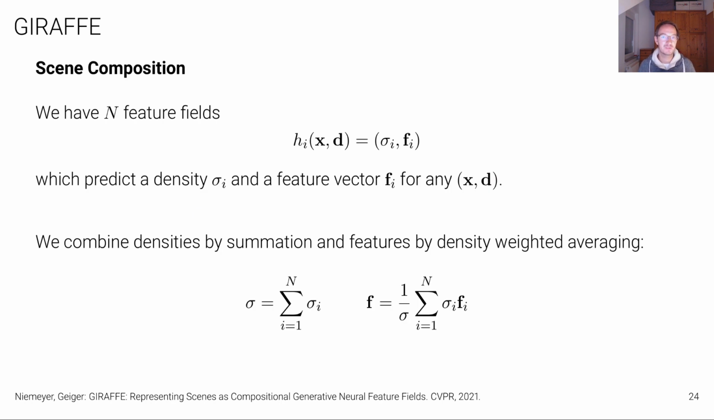Scene composition works as follows. Given n feature fields that are represented in terms of the density and the feature value for each of these fields, and they can be evaluated at any continuous location in 3D space and for any view direction, we combine the densities by summation and the features by a density-weighted averaging. This is a very natural way of combining volumetric representations.